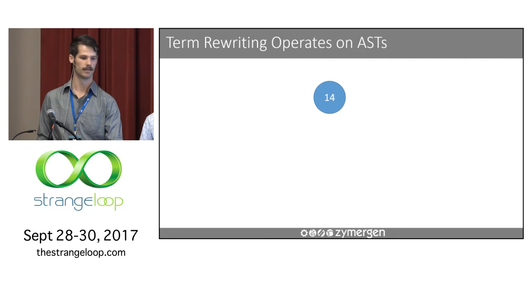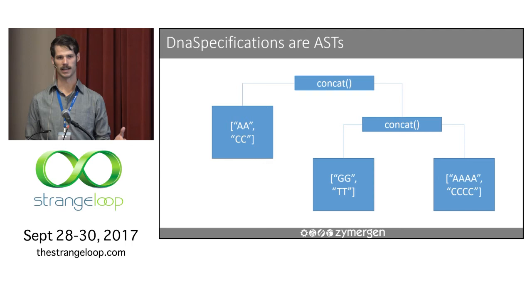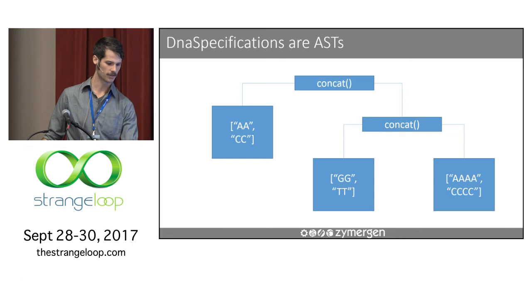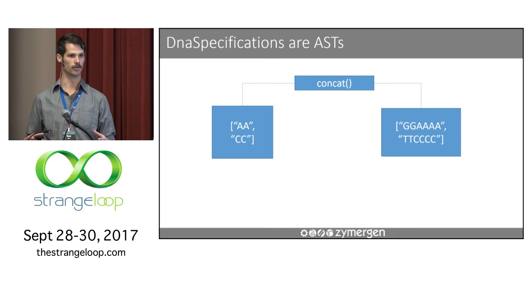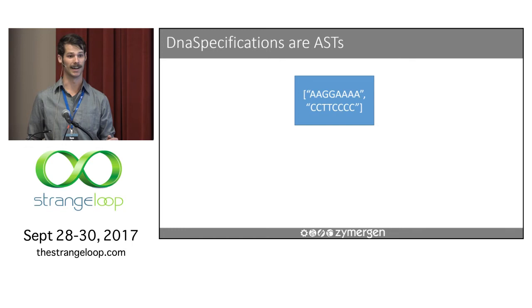So we can look at our DNA specifications under much the same light. We have a nested tree of functions, in this case, 2 concatenations. At the leaves, we have not just simple operands, but sets of DNA components. As we traverse down this tree, we reach the nested concatenation, which we can rewrite as this larger search space. And again, at the top level, we now have a fully reified search space, despite no scientist ever having to actually list all those out.